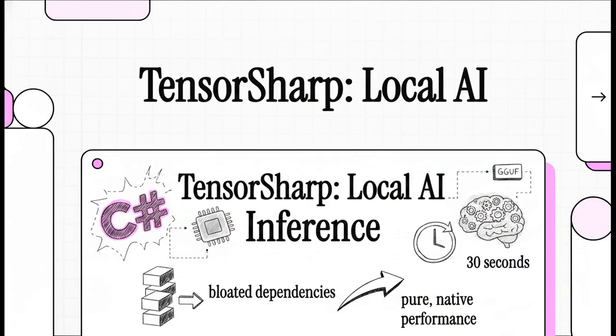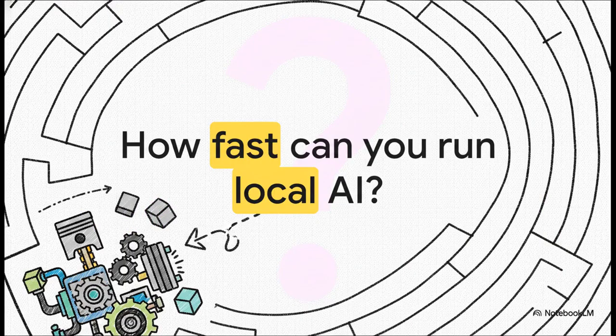It's this brilliant C# inference engine specifically designed for running language models locally using GGUF files. It's incredibly efficient, natively compiled, and we're going to walk through the exact steps to get it set up on your rig. So, the big question we're tackling right now is, how fast can you actually run local AI?